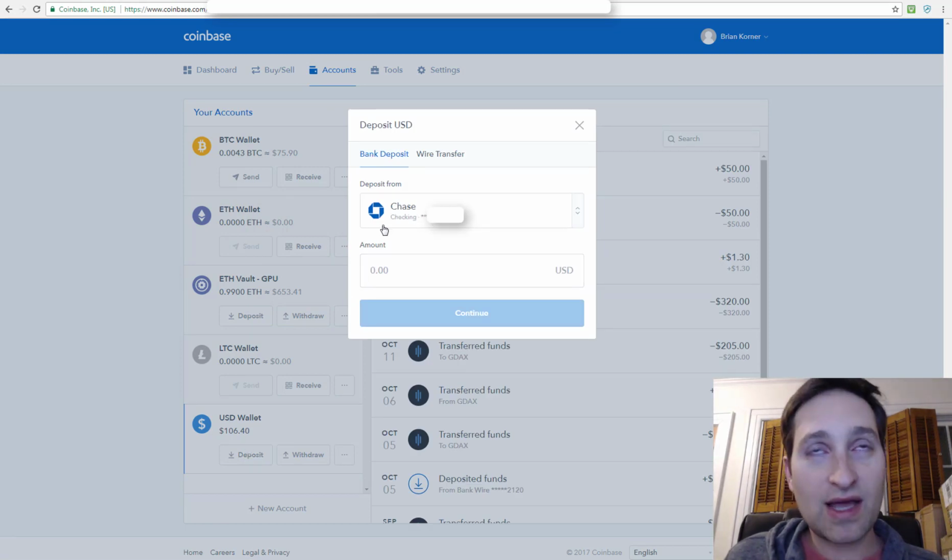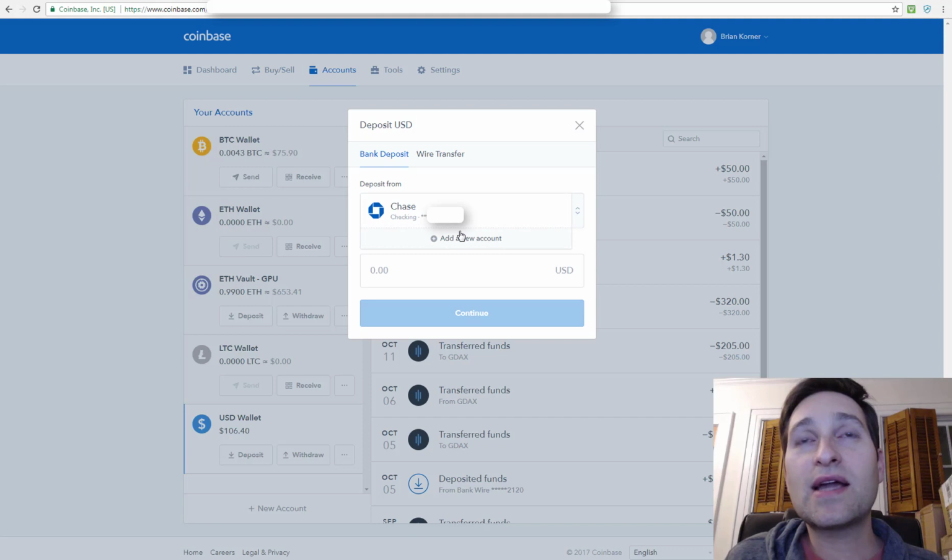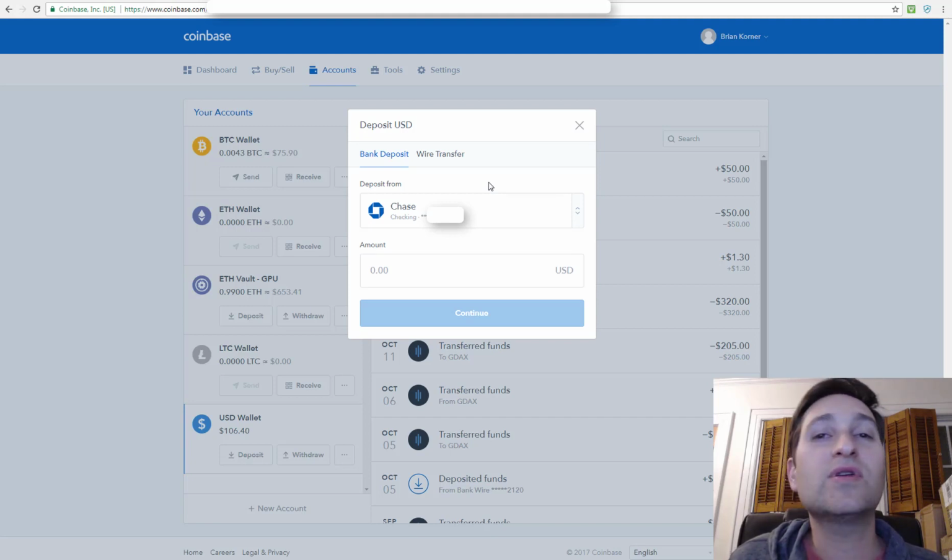We already have a checking account set up here, so yours is not going to have this in here obviously, but what you're going to have is probably add new account. You click on add new account, you go through the prompts, and literally like a minute and a half later your bank account is set up with regards to Coinbase. There's some verification they have you do, but it's very straightforward about going about doing it.